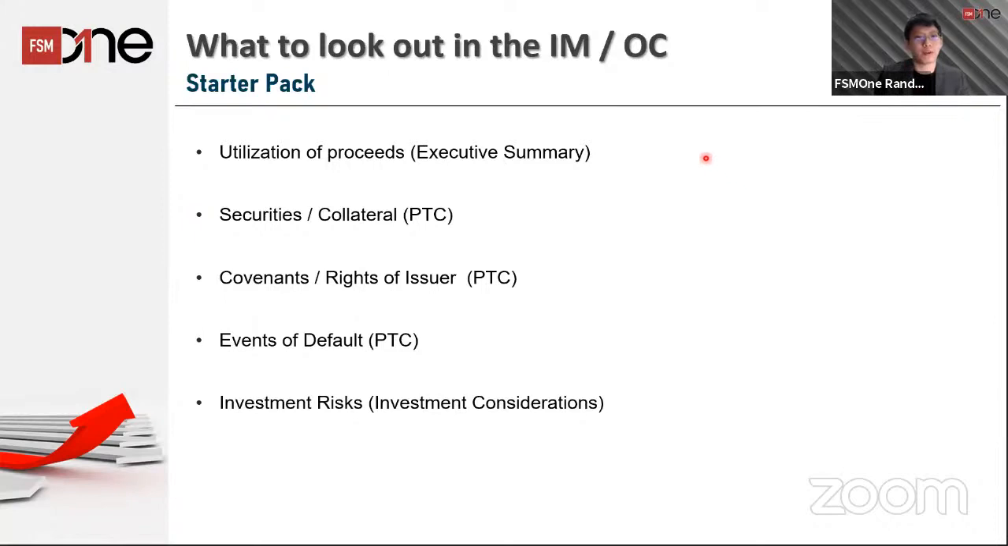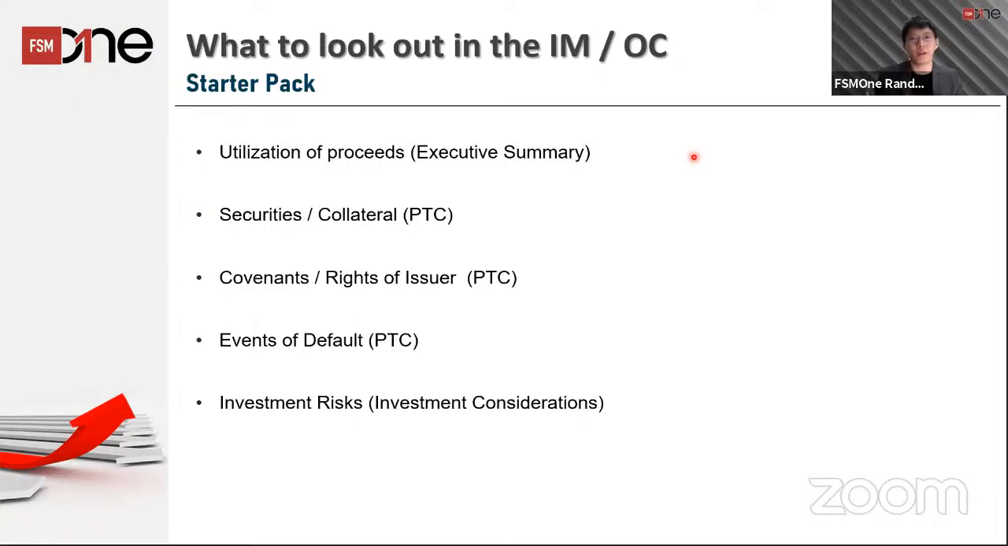Okay, so the first one, I would suggest you look at the purpose of the bond financing, which can be found in the executive summary. This normally sums up in a sentence or two only. They just specify what they are going to use this money for.